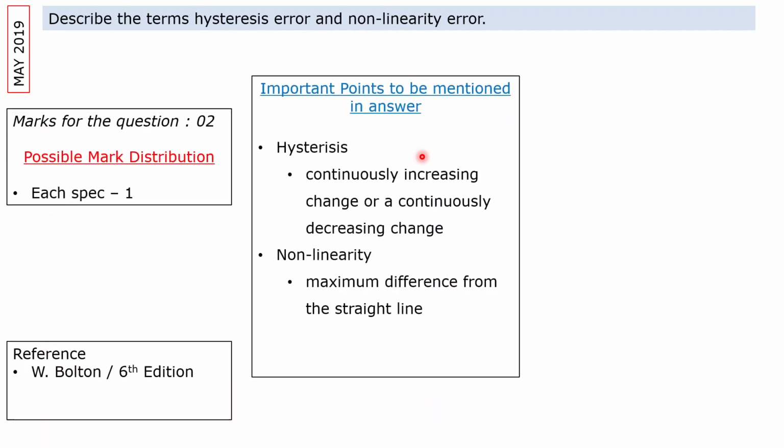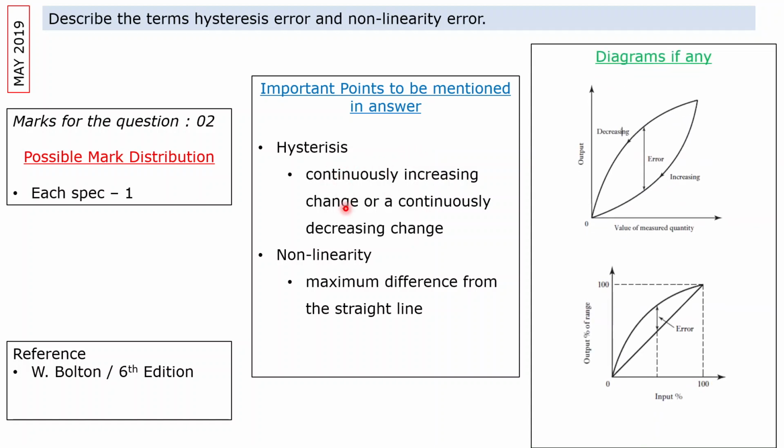So this is related to static characteristics of a sensor. For each spec you will get 1 mark. The first one is hysteresis, which is the continuously increasing change or continuously decreasing change. You can see this in this graph: the increasing nature and the decreasing nature are different. In between there is a small difference, and this difference is called hysteresis error.